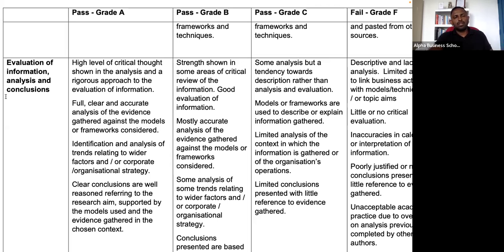High level of critical thought is basically analyzing why that particular variance happened, what are the reasons, and connecting them to the organizational strategies, connecting them to the business models, connecting them to the wider world, and talking about why these problems are happening, what caused the issue. That's what you call high level of critical thought.